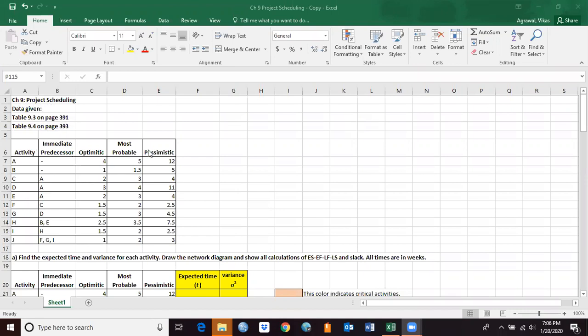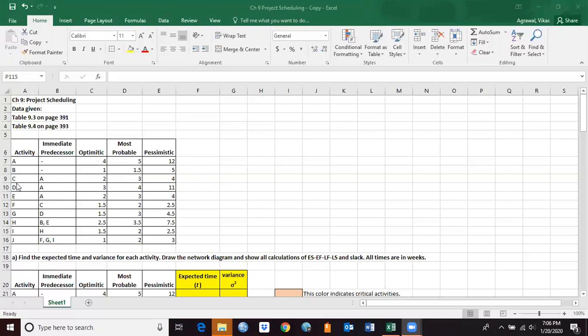This table will be given, and based on these tables we have to find the expected project time, the project completion time, and answers for other questions. So this is the table that's given. We have been given the activities here, and we have been given immediate predecessors.